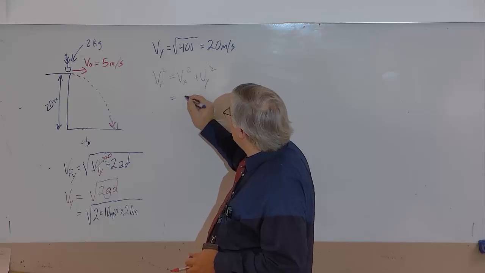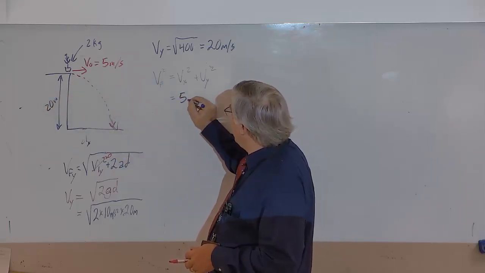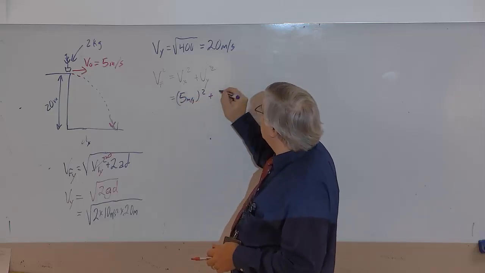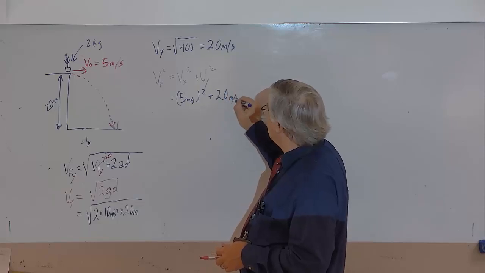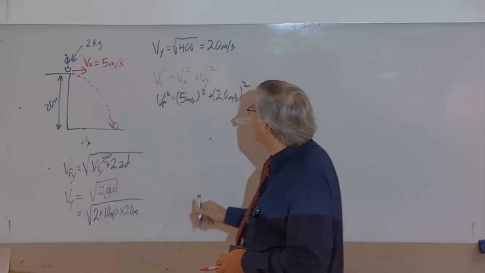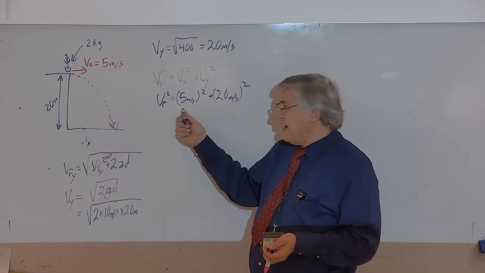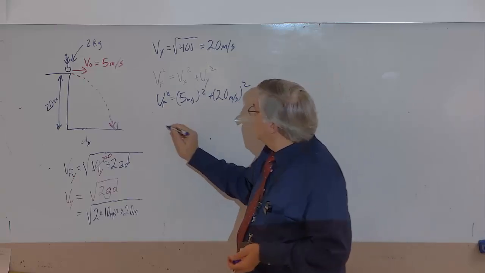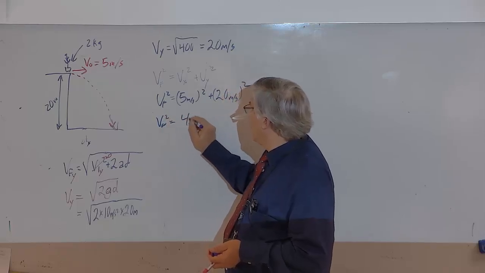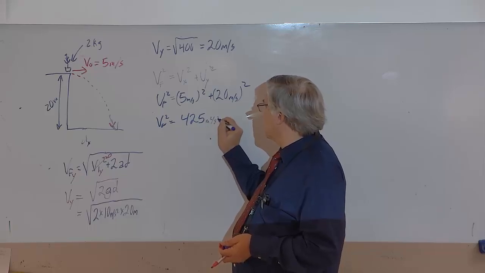So that's going to be equal to, in the x direction, 5 meters per second, and all of that squared, plus 20 meters per second and all of that squared. And that's equal to my final velocity squared. So 20 times 20 is 400, and 5 times 5 is 25. So my final velocity squared is equal to 425, and that has units of meters squared per second squared.